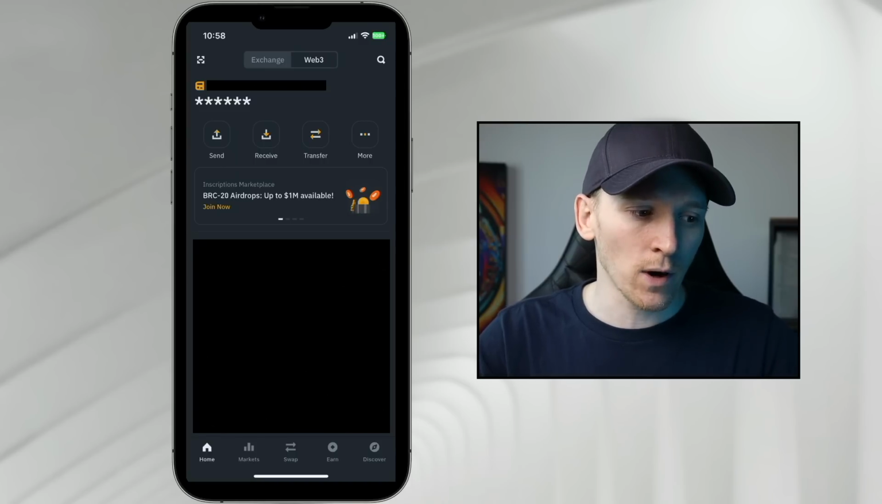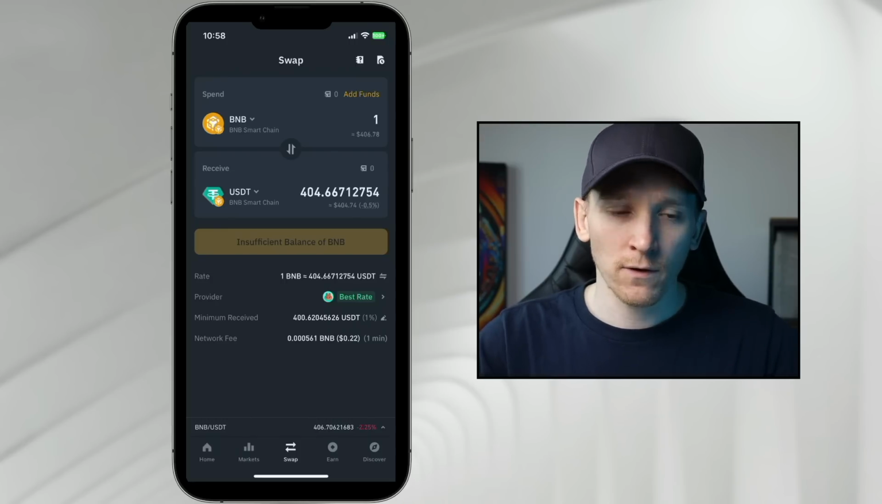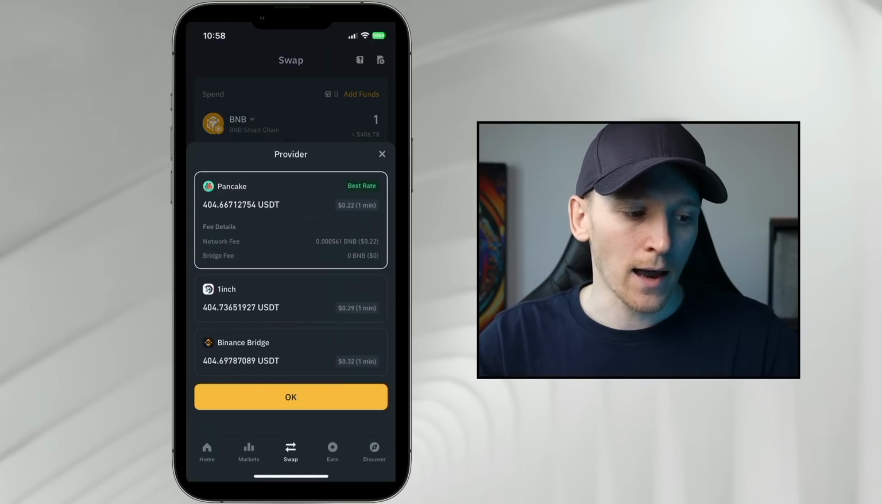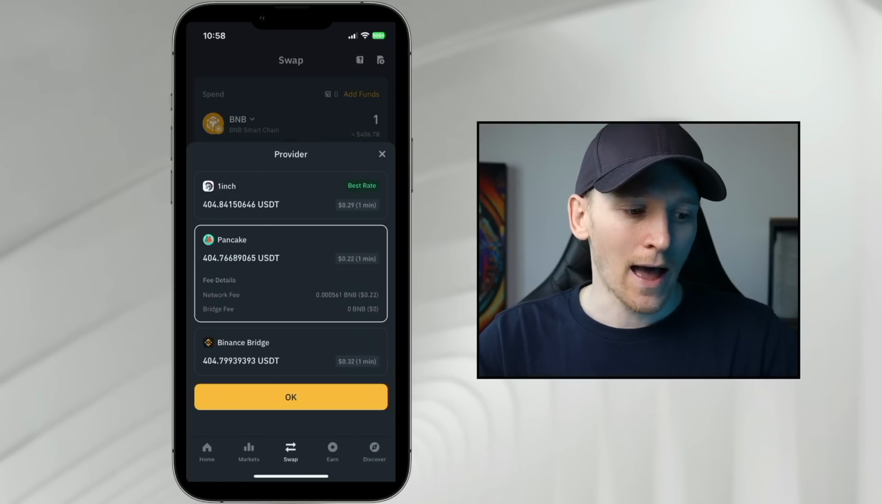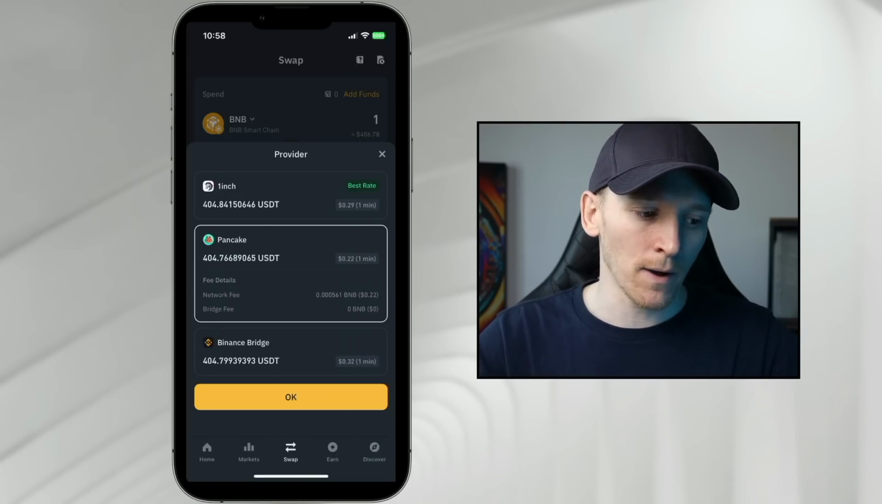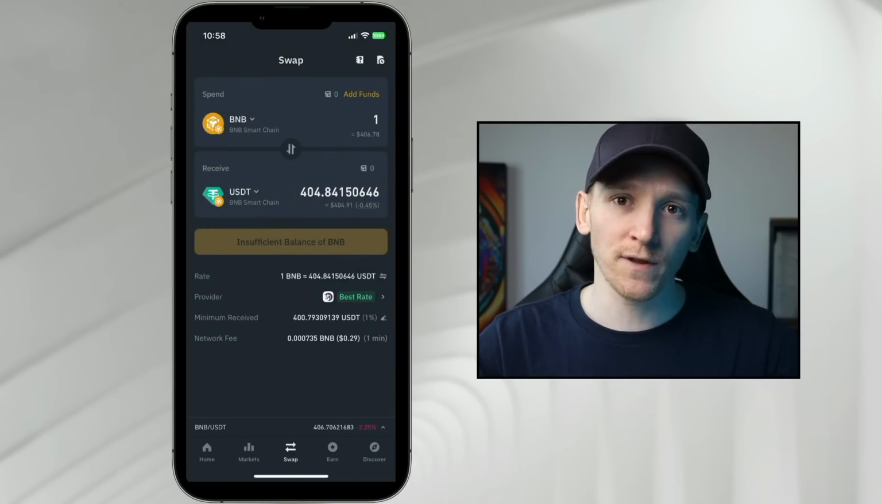So I'm on the Web3 wallet here, and in the middle it says swap, so I'll click that. And I'm on the BNB Smart Chain, swapping one token for another. And right down here it says the provider. So for right now, the best rate seems to be PancakeSwap. So I'll click that, and PancakeSwap is the best. Actually, 1inch is the best right now, right? So it's just beating out PancakeSwap by like 8 cents or something like that. So I can click 1inch, press OK, and now I'm using 1inch, right?